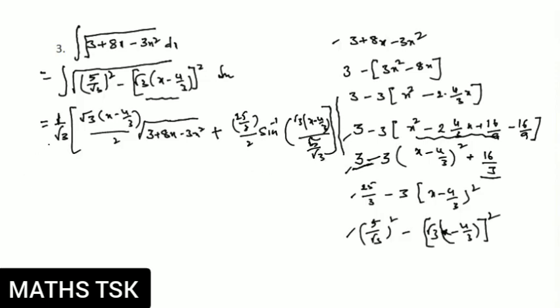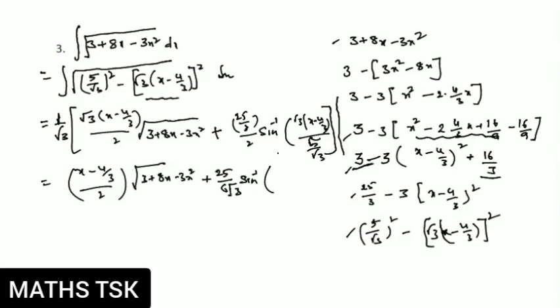So this can be multiplied with root 3 so that it becomes x minus 4 by 3 by 2, root 3 get cancelled, into root of 3 plus 8x minus 3x square, and then 25 by 6, again root 3. When you multiply it with the root 3, this becomes 6 root 3, 6 into root 3. Sine inverse of root 3 into root 3 is 3 into 3x minus 4 by 3 by 5.